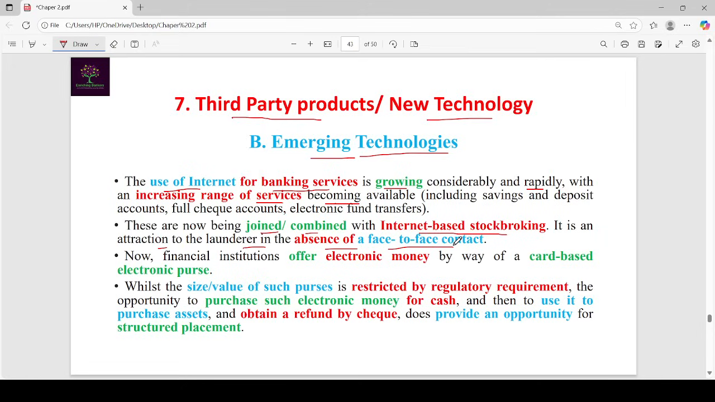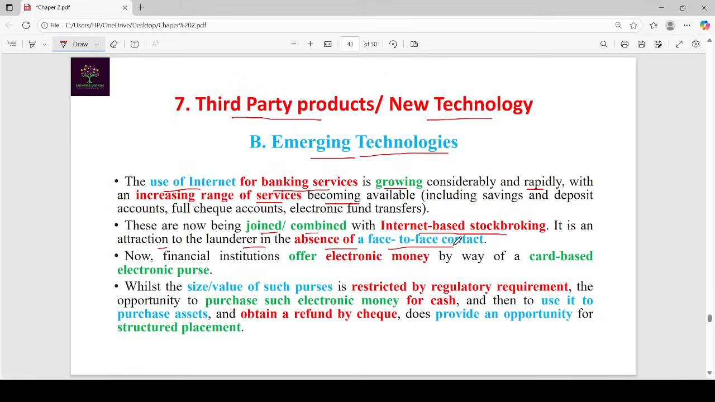What they do is they purchase stocks through their internet banking facility, and they sell stocks. They have a trading account, a demat account, and also an internet facility. So by using this mobile banking or internet banking facility and also the demat and trading account, they purchase stocks with their illegal money, and then immediately they sell.